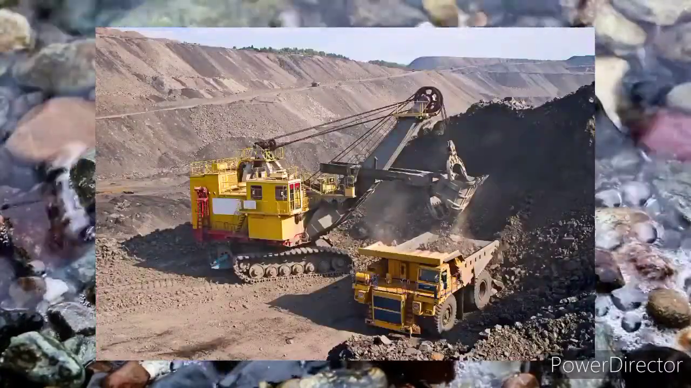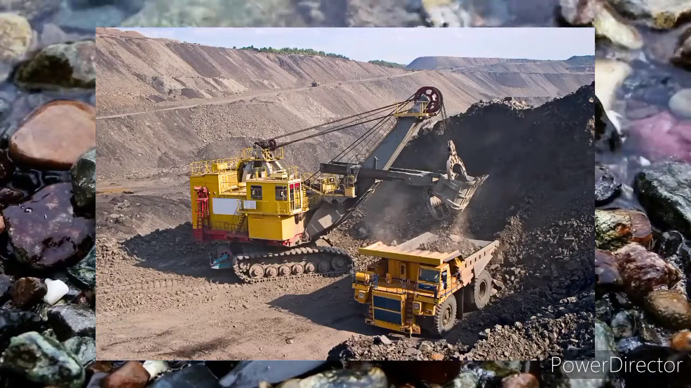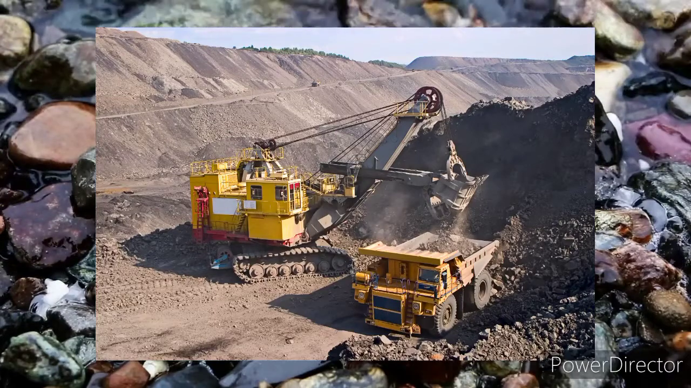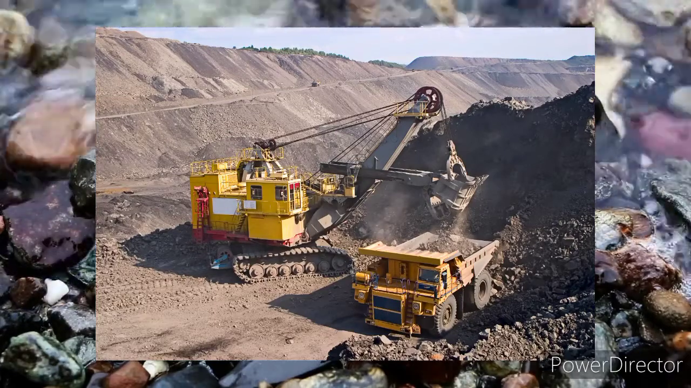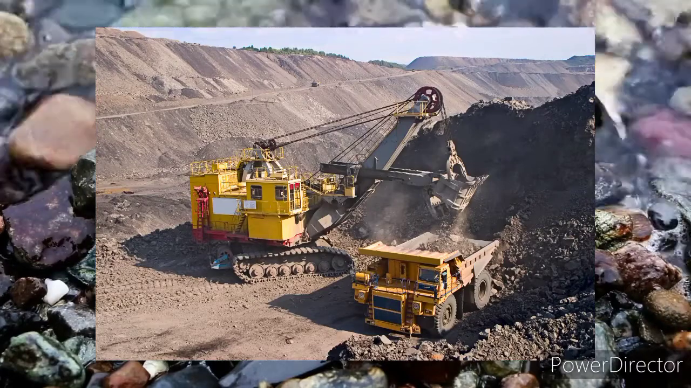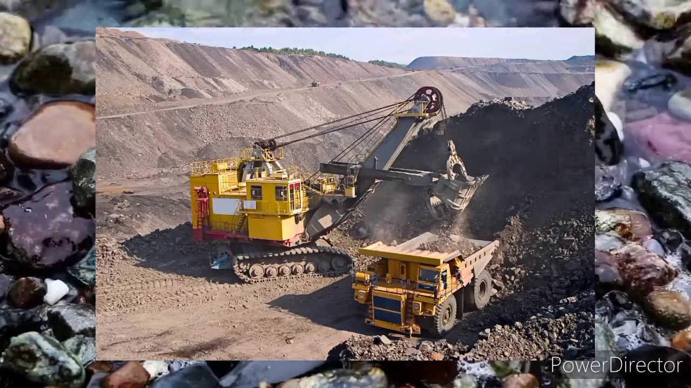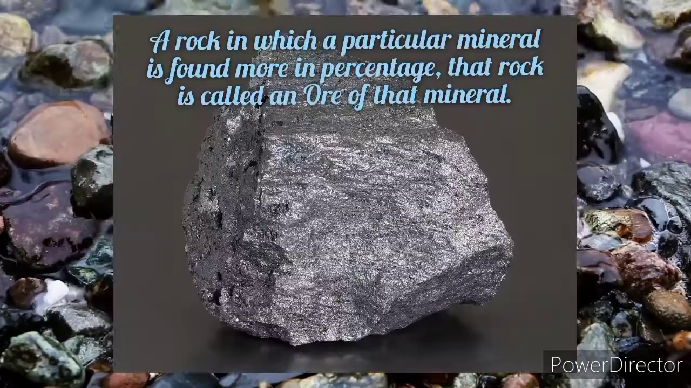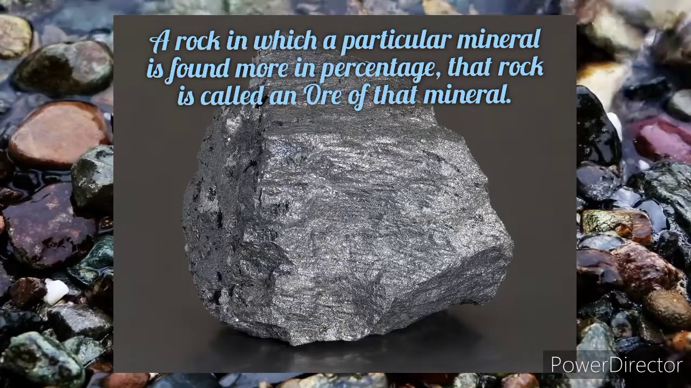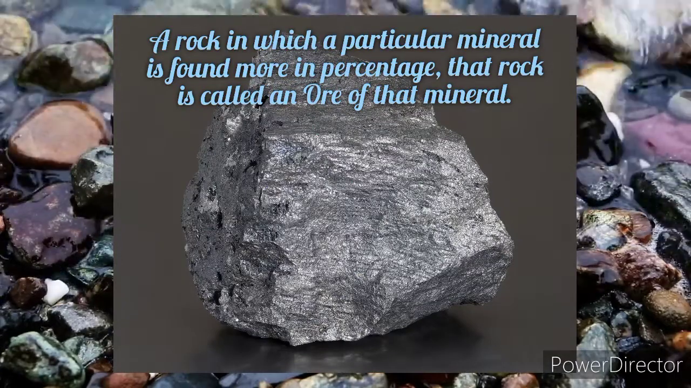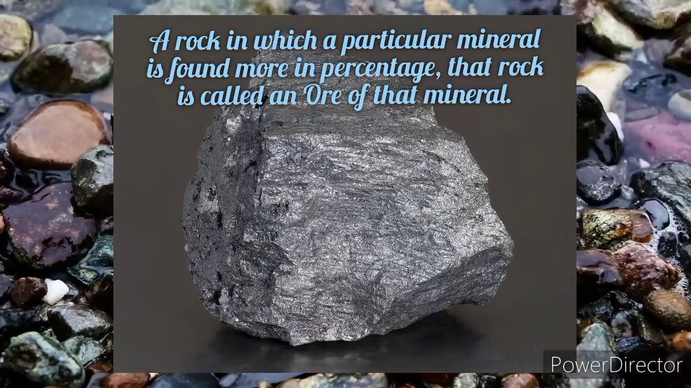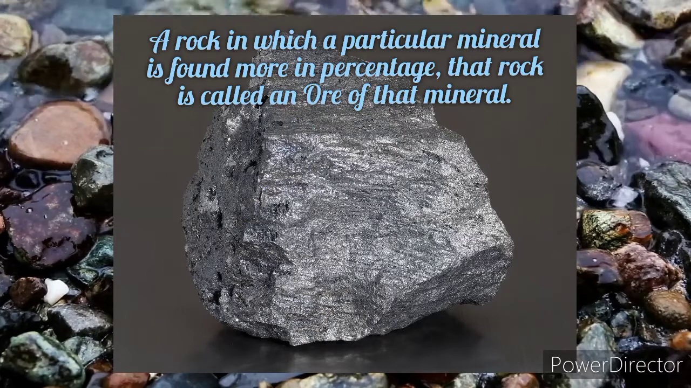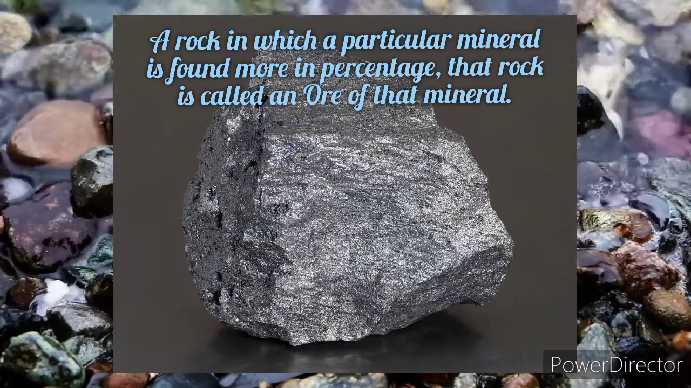Minerals are extracted, or you can say taken out, from some rocks. A rock in which a particular mineral is found in a higher percentage, from such rocks minerals are extracted. Means we will extract minerals from a rock in which that mineral is present in a larger amount than the other minerals. For example, if a rock is made of different types of minerals but iron is present in the largest amount, then we will extract iron from that rock, and because iron is more in that rock, we can call it iron ore.